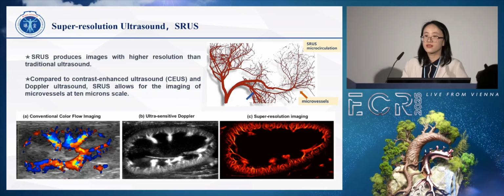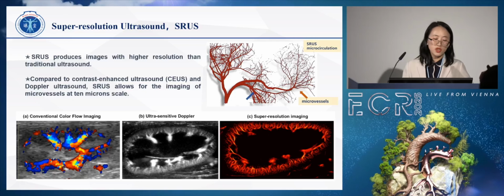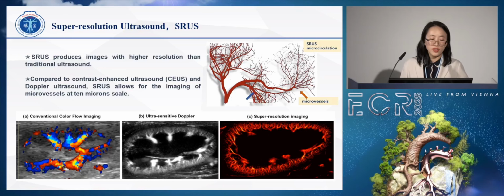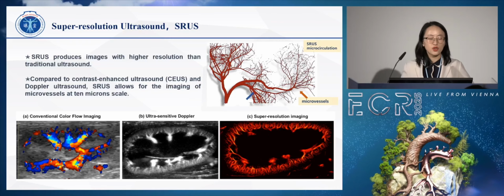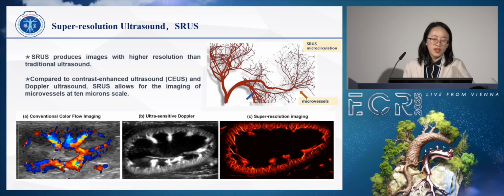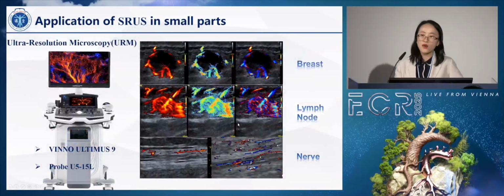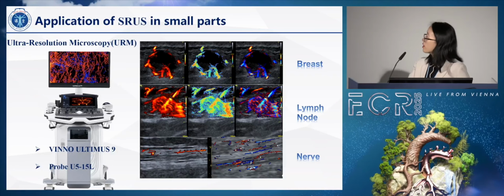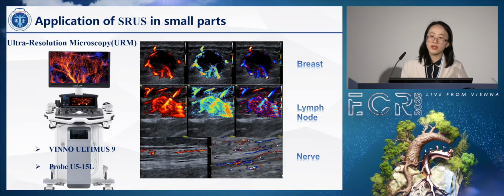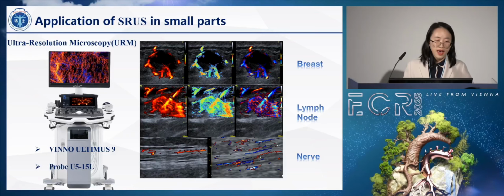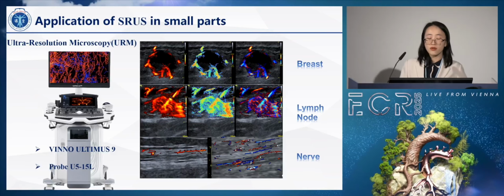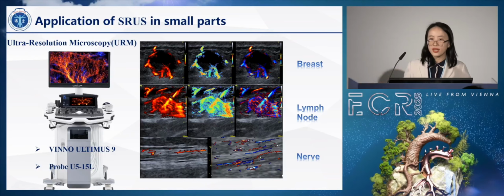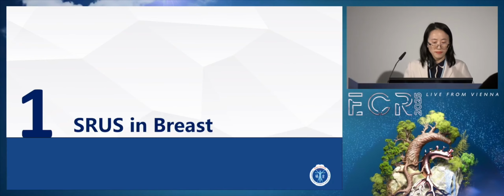Super-resolution ultrasound is a new technique which produces images with higher resolution than traditional ultrasound, and compared to Doppler ultrasound and contrast-enhanced ultrasound, SRUS allows us to image microvessels at 10 micron scale. In our study, we applied SRUS in small parts like breast, lymph node, and nerve with the equipment VINNO Ultimus 9, and the ultra-resolution microscopy (URM) in VINNO was the technique we used for SRUS imaging.